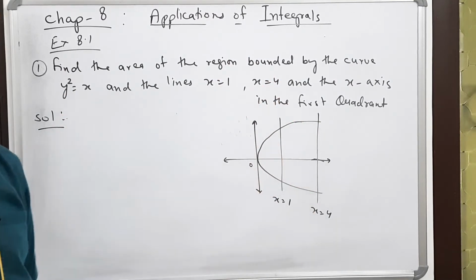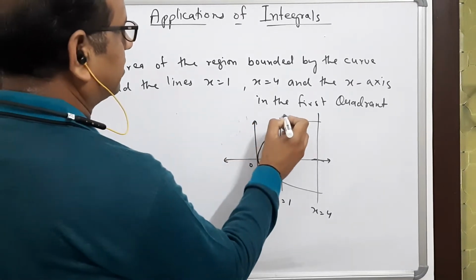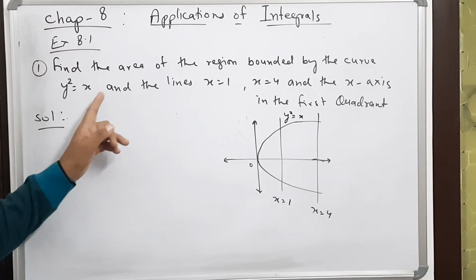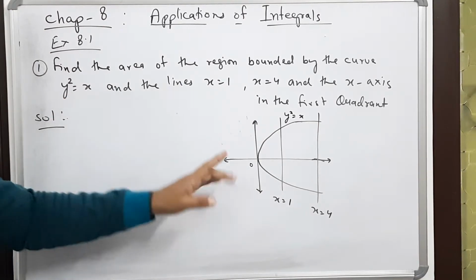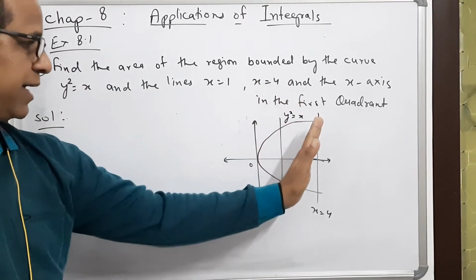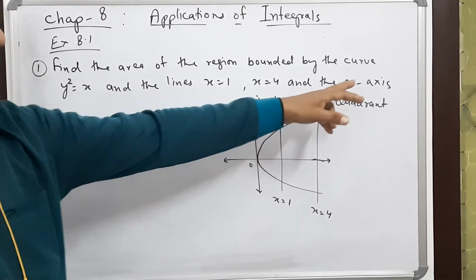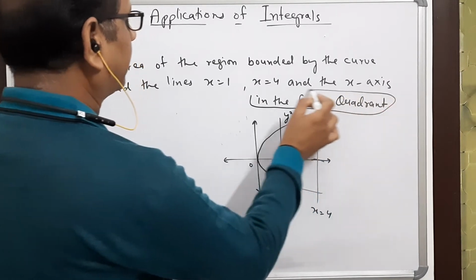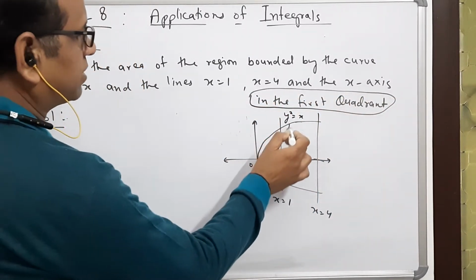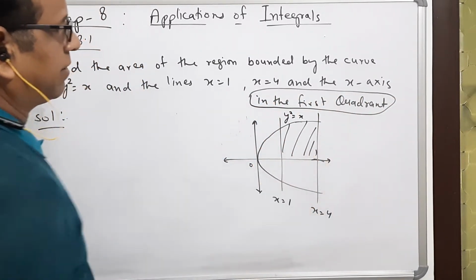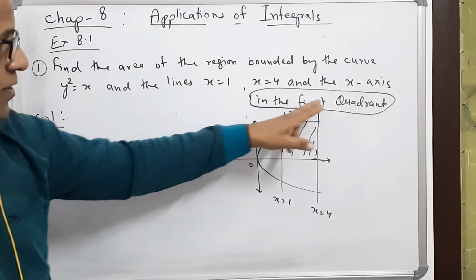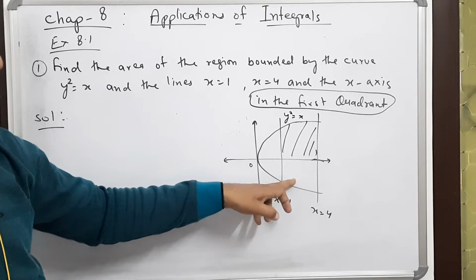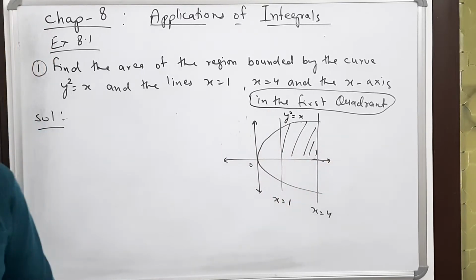y square equals x is a parabola. This is the graph for y square equals x, and the lines x equals 1 and x equals 4 and the x-axis in the first quadrant. See, this part is very important. In the first quadrant means we have to find only this area. If first quadrant is not given, then we have to find this area as well as this area, meaning we will take twice of this.